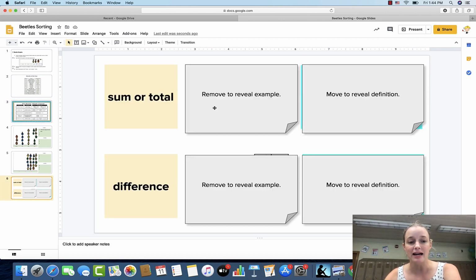And then finally at the end, I want you to go over these vocabulary words. I'll have a couple vocabulary words each day, and I want to make sure you understand the definition. So you'll just click on this, and then you'll try to remove it to reveal what it means.